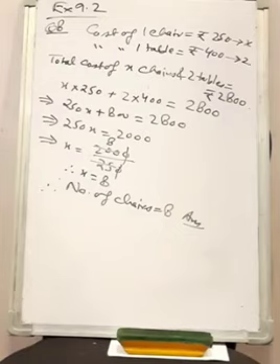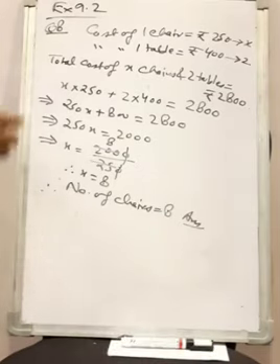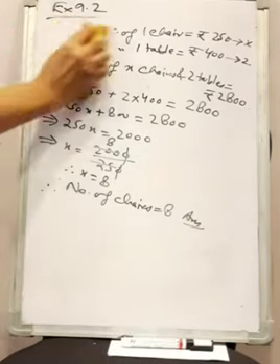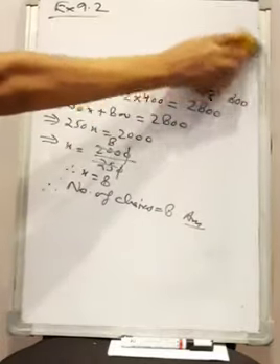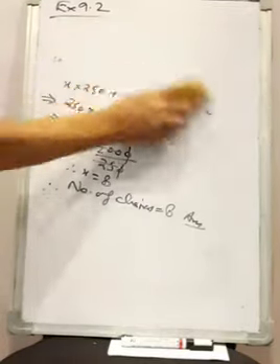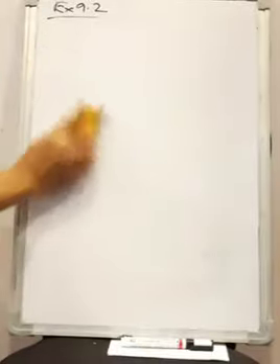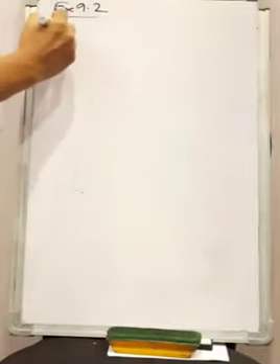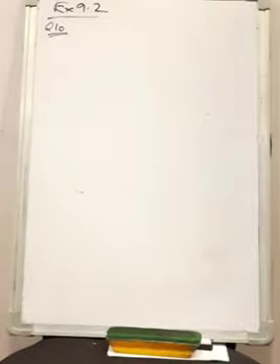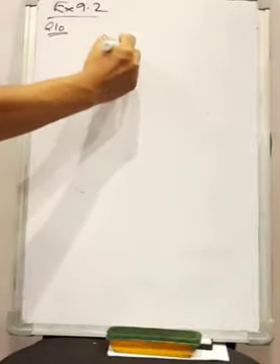Now read question number 10. Question number 10 now. Read the question thoroughly. There are 80 coins in the purse. So how many coins are there? 80 coins.